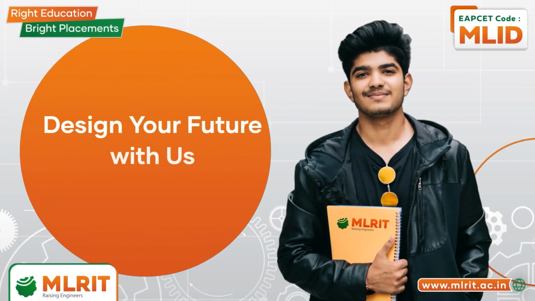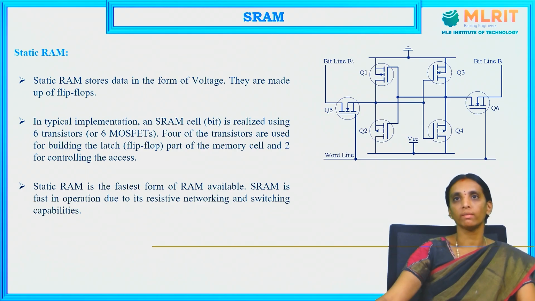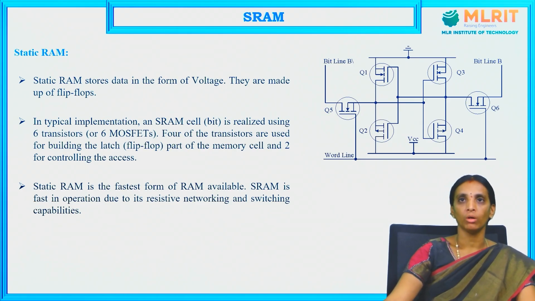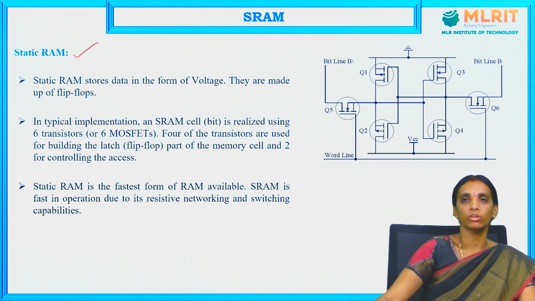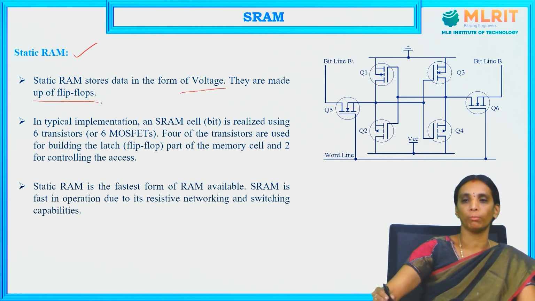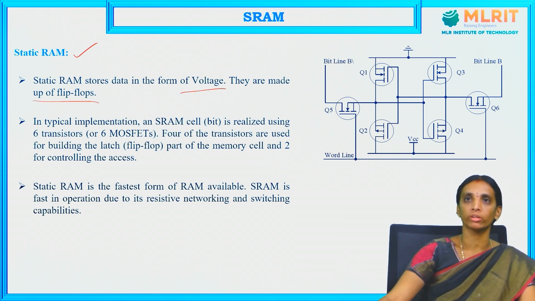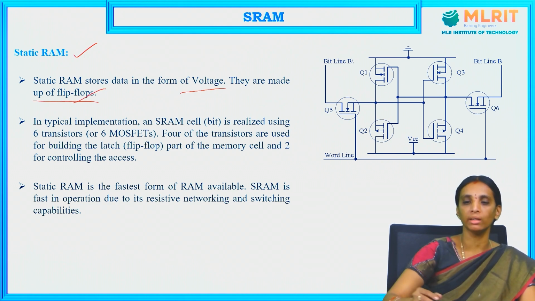There are two types of RAM. One is static RAM and another one is dynamic RAM. The first one is static RAM. Static RAM stores the data in the form of voltage, and it can be made up of flip-flops. These two types are differentiated with respect to the circuits used for storing the data. Here we use flip-flops, which are made of transistors.